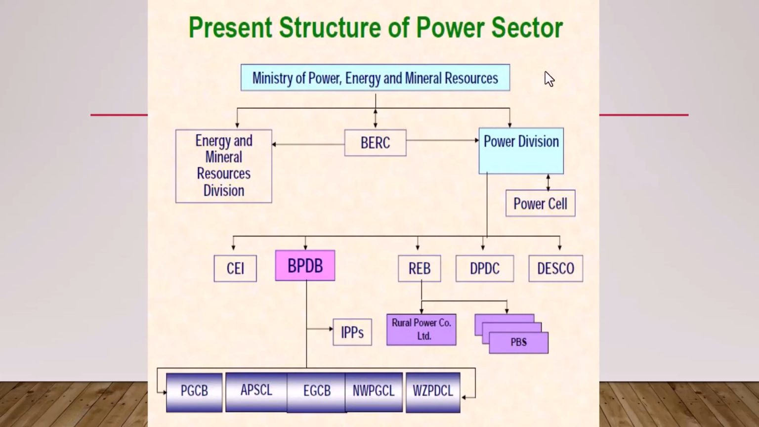This is the central authority that oversees all energy-related activities in the country. This ministry is divided into two wings. That is, the Energy and Mineral Resource Division, which mainly handles fields like gas and coal, and the Power Division, which is focused especially on electricity. The Power Division is supported by a specialized technical branch called Power Cell, which helps with planning and policy implementation.